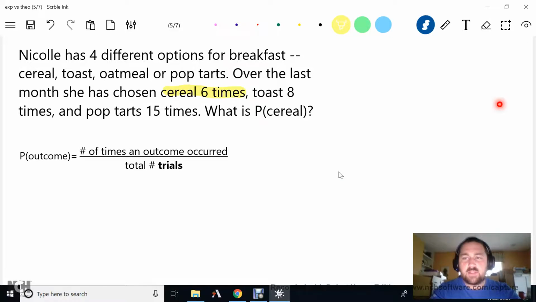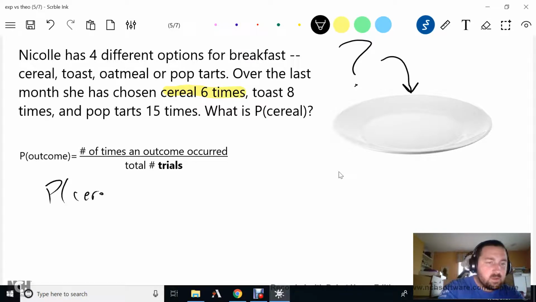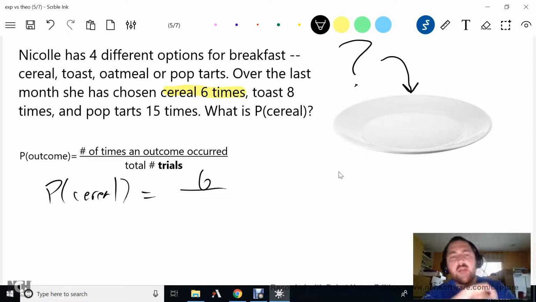What we're really trying to answer is, she has this breakfast plate, and what's going to go on that plate? So we're going to use this newer formula for experimental probability. The probability in this case of cereal should be, well, cereal has occurred 6 times. And how many trials were there?